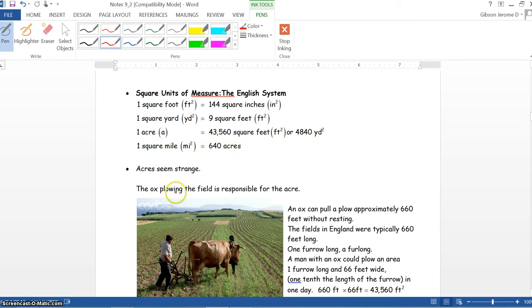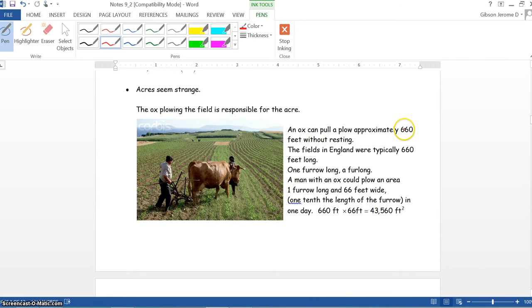Acres seem strange. The ox plowing the field is responsible for the acre. An ox can pull a plow approximately 660 feet without resting. The fields in England were typically 660 feet long, 1 furlong. A man with an ox could plow an area 1 furrow long and 66 feet wide, 1/10 the length of the furrow, in 1 day. 660 feet times 66 feet is equal to 43,560 square feet.